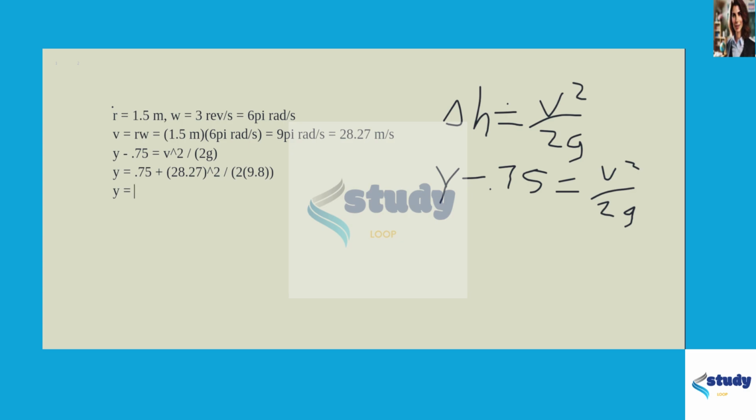So the ultimate answer is y equals 41.53 meters. And since we were given the initial radius and the initial height to 2 significant figures, we can just round this to y equals 42 meters. And that is the final answer. That is the height that the ball reaches after it is released from this circular path.